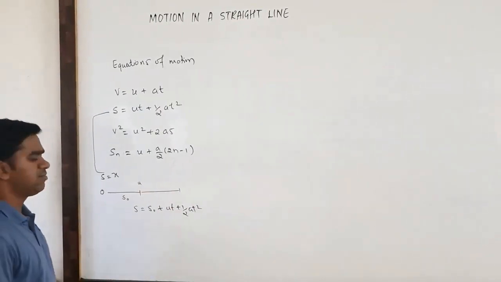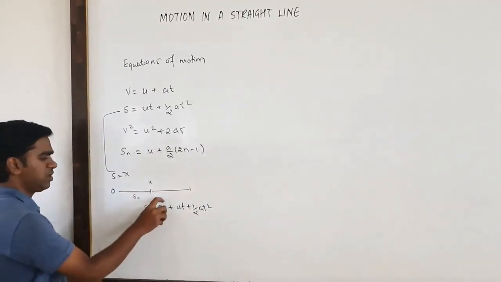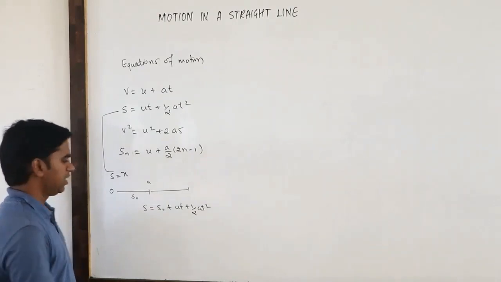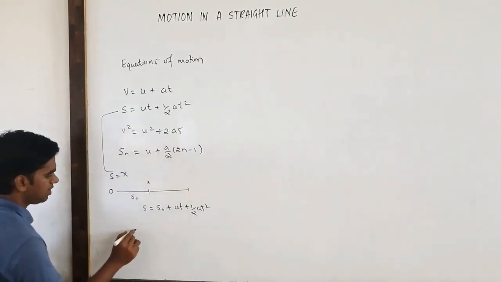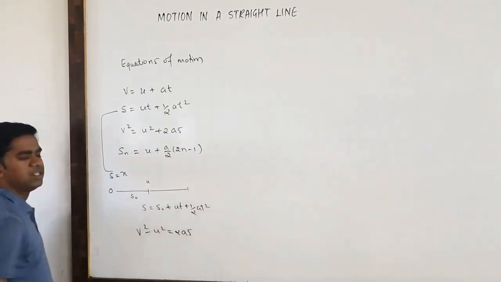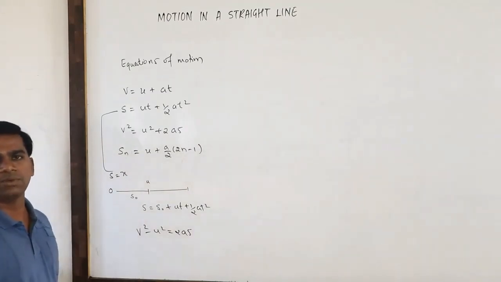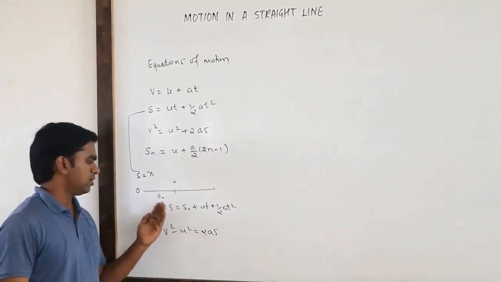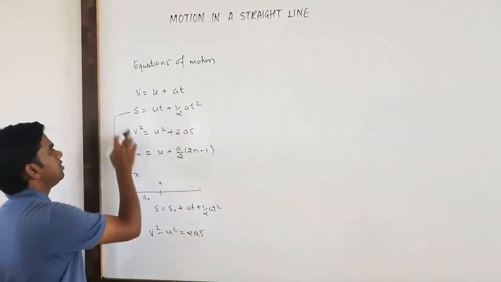You can see these kinds of equations in your NCERT, so don't get confused. What is this s0? s0 is the distance already traveled before you start your experiment. Okay. So this is one equation, and sometimes they may write it as v square minus u square equals 2as. So don't get confused with the different forms of the equation. We don't have to think why they are writing s0 here. Don't worry about that one. Be clear with these equations.